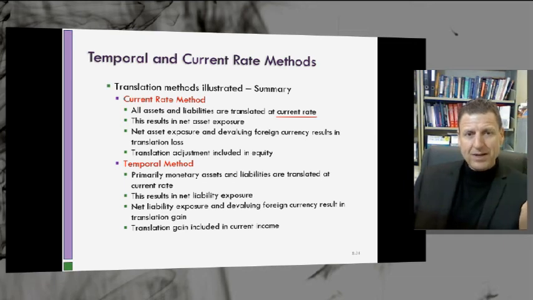Under the temporal method, only monetary assets and liabilities, the primary ones, are translated at the current rate. It results in a net liability exposure, and a net liability exposure and a devaluing foreign currency result in a translation gain, and that gain is normally included in current income.